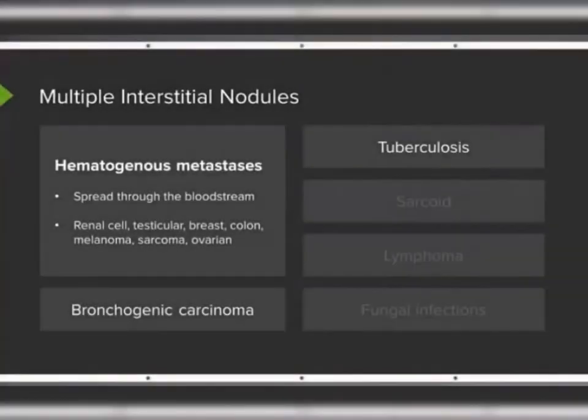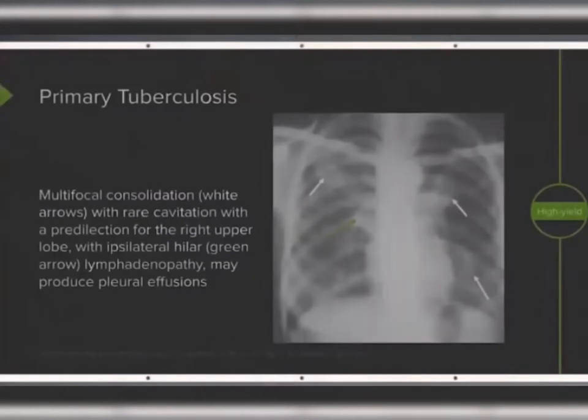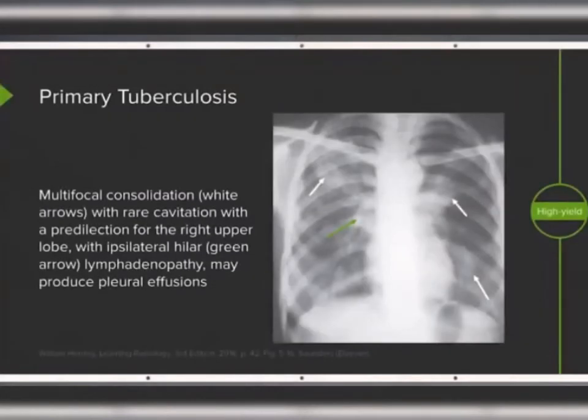So tuberculosis can also cause multiple nodules. This is an example of primary tuberculosis. You can see that there is multifocal consolidation. Rarely you may see a cavitation, and usually if it is seen, it's in the right upper lobe. And you can also see ipsilateral hilar lymphadenopathy. Primary TB can also produce pleural effusions, which we don't see on this radiograph.